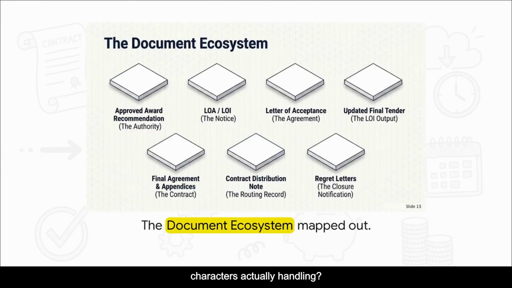So what are all these characters actually handling? Well, here is the entire document ecosystem mapped out. It all starts with the approved award recommendation. That's your authority to move forward. Then comes the notice, either an LOA or an LOI, followed by the letter of acceptance. If there are unresolved issues, we get an updated final tender. The whole shebang culminates in the final agreement and appendices, tracked by a contract distribution note, and it officially closes out with regret letters for the folks who didn't win the bid.